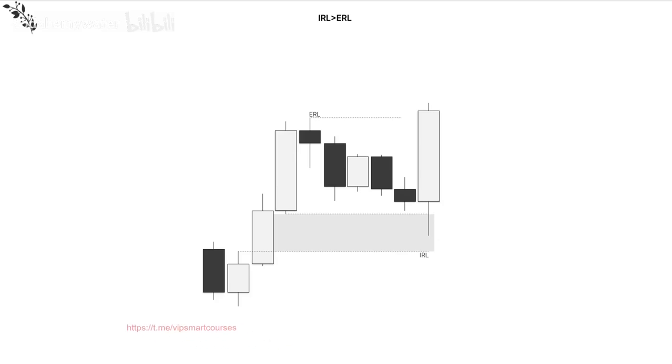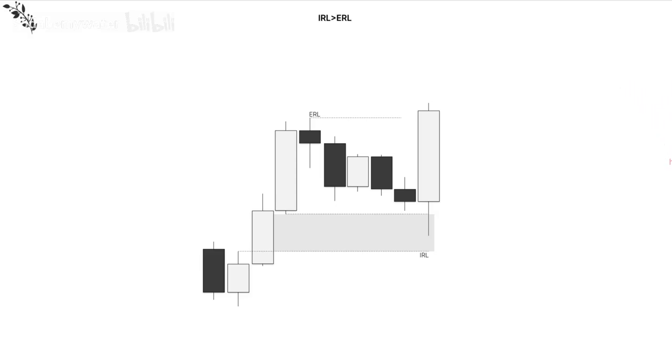So the first thing to understand when we talk about the universal model or liquidity imbalance theory is what IRL and ERL is. Internal range liquidity, for the purpose of all conversation moving forward, is going to be defined as an imbalance or fair value gap. External range liquidity is going to be defined as a swing formation of the market, a swing high or a swing low.